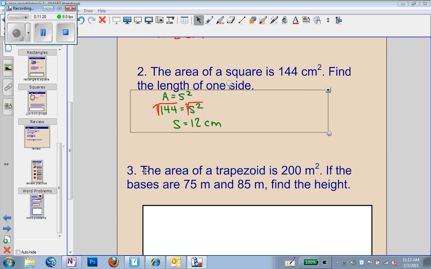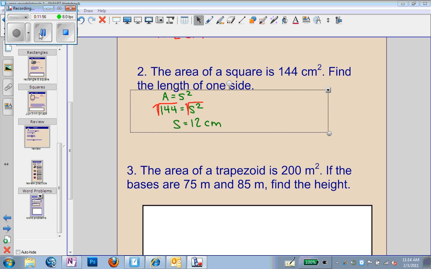For number 2, we know the area of a square is 144 centimeters squared, and we know that for a square, the formula is area equals side squared, or s squared. So I'm going to substitute 144 in the place of area, so I get 144 equals s squared. In order to solve, I'm going to take the square root of both sides, and I end up with s equaling 12 centimeters. It's the length of a side, so it's just centimeters to the first power, since it's just length.